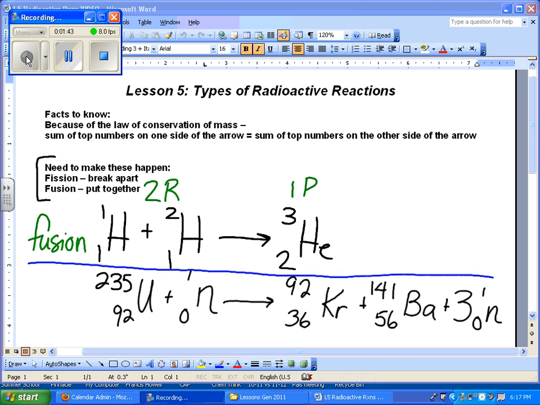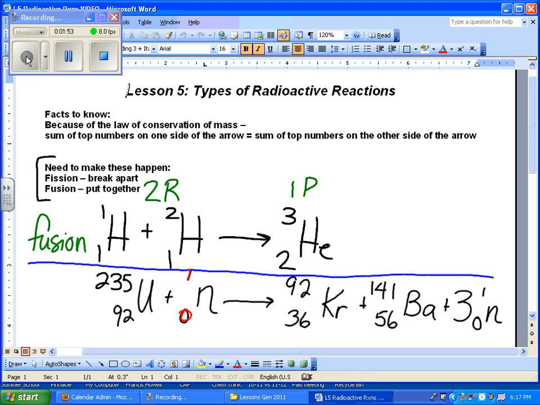The next reaction here, if you look on the reactant side, this right here is not an atom. If you'll notice, it's not a capital letter. We know it's not a proton because the 0 shows up here, but this shows up where there's a proton and a neutron. That thing is a neutron.